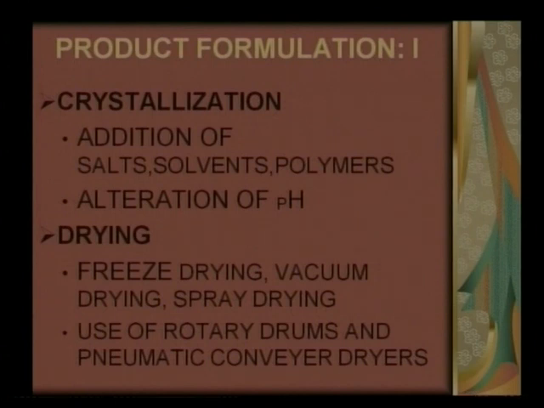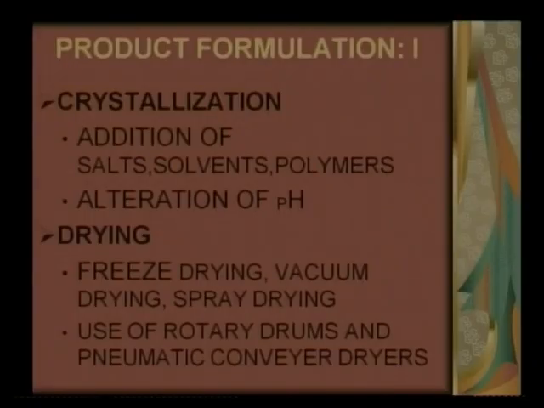Many microbial products are marketed in crystalline form, for example citric acid, an organic acid, or amino acids. So various types of chemical agents are added at this stage, which will result in the crystallization of the compounds. The excess liquid is removed, it is evaporated, and the product is obtained in its highly purified crystalline form. So that is crystallization, which involves the addition of salts, solvents, polymers, or it may also involve the alteration of pH, which will result in the crystallization of the compound.